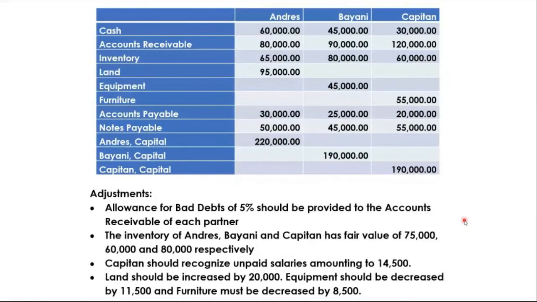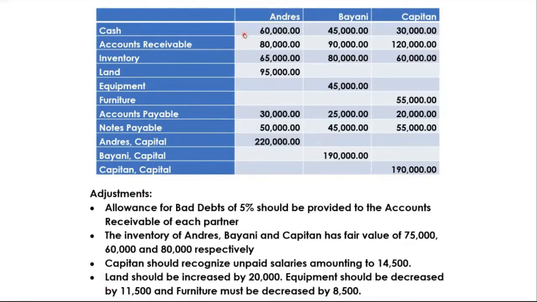We go to scenario number 3, wherein there are two or more sole proprietors who will establish a partnership. So for this particular problem, we have Andres, Bayani, and Kapitan. They are sole proprietors and they will be establishing a partnership with three of them being the partners. So the balances are already provided here. What we are going to do is make the necessary adjustments as provided here. And then we are going to do the same process: adjustments, closing entries, and investment to the partnership books. And then we're going to prepare the basic statement of financial position.